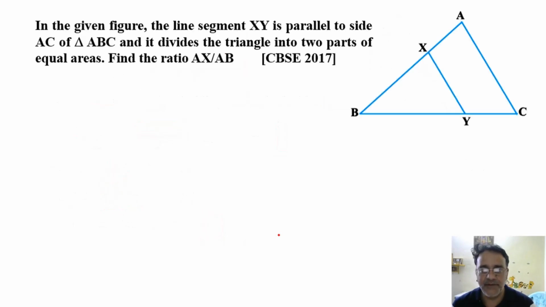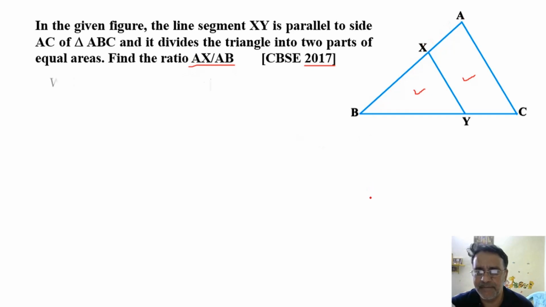Okay, so we will move towards one more very important question. This is textbook example only, but very important question. 2017 में आया था और उससे पहले भी काफी बार आ चुका है. In the given figure, the line segment XY is parallel to side AC, this one, and it divides the triangle into two parts of equal area. These two areas are equal. Find the ratio AX upon AB.